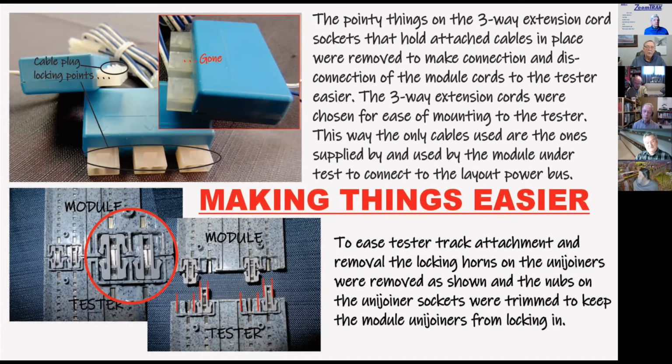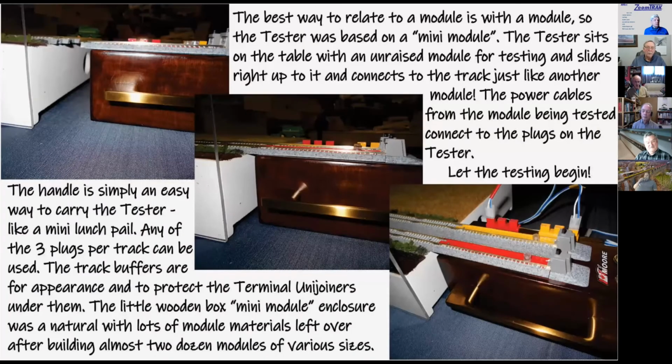To ease tester track attachment and removal, the locking horns on the unijoiners were removed as shown, and the nubs on the unijoiner sockets were trimmed to keep the module unijoiners from locking in.